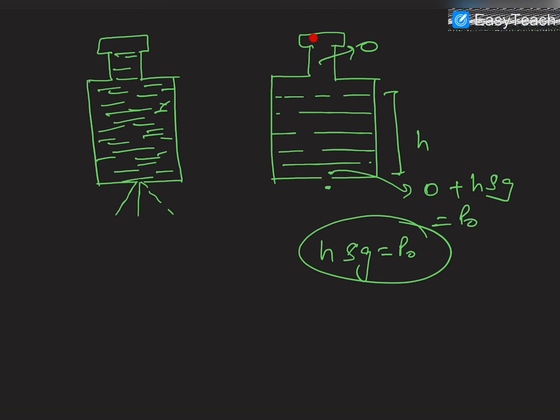But as soon as you slightly open this cap, air will enter, and the pressure at the top will be P naught. The pressure at the point just inside the container above the hole will be P naught plus h rho g, which would definitely be greater than the pressure just outside, which will be P naught only. So due to the additional pressure of h rho g at this point, the liquid will start to come out of the bottle.